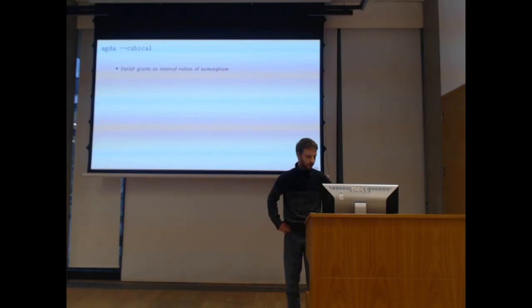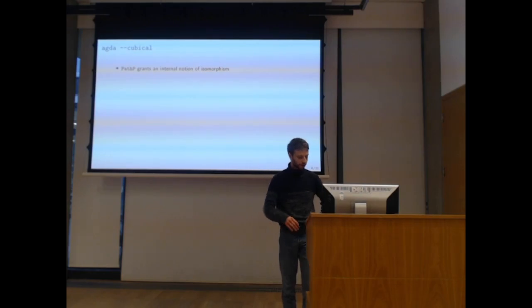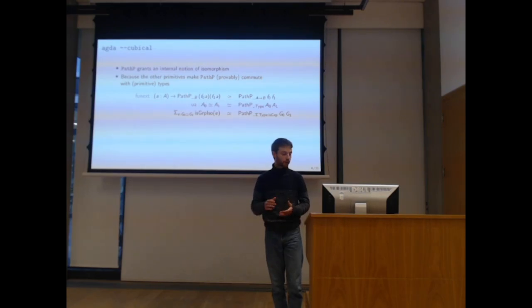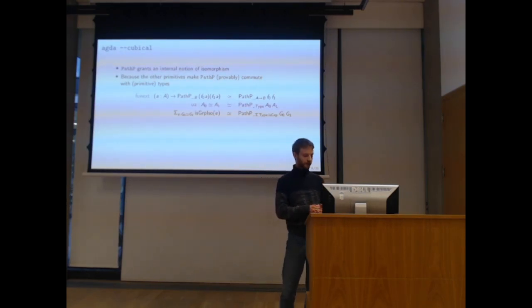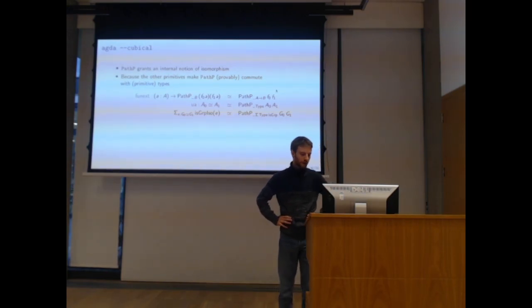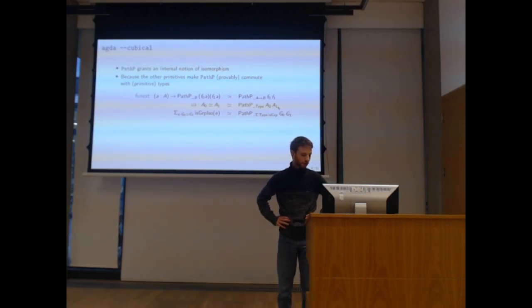Okay, so let's start by talking a bit about cubical. So path P is a type which grants an internal notion of isomorphism, because the other primitives that cubical provides make this type former probably commute with other primitive types. So for instance, you all know the Phoenix principle, which says that the path P and the pi type formers commute. And univalence, of course, is a commutation of the path P type former and the universe, which is a closed type.